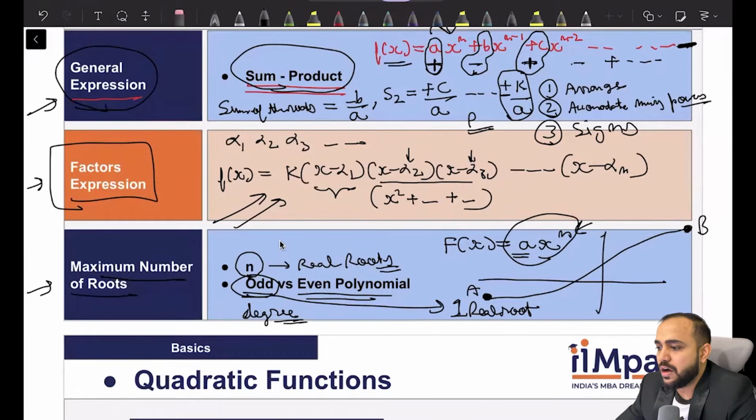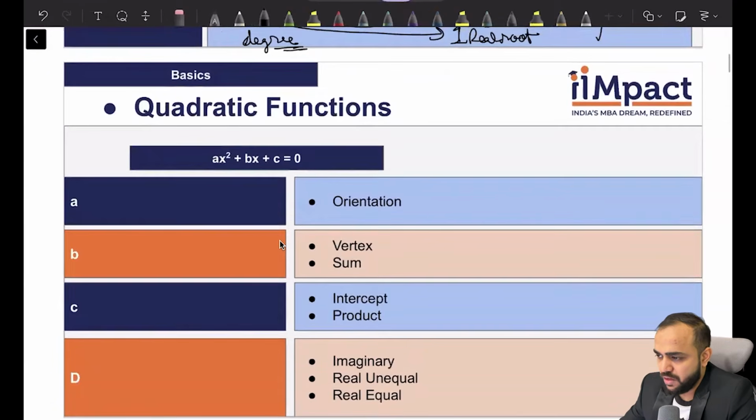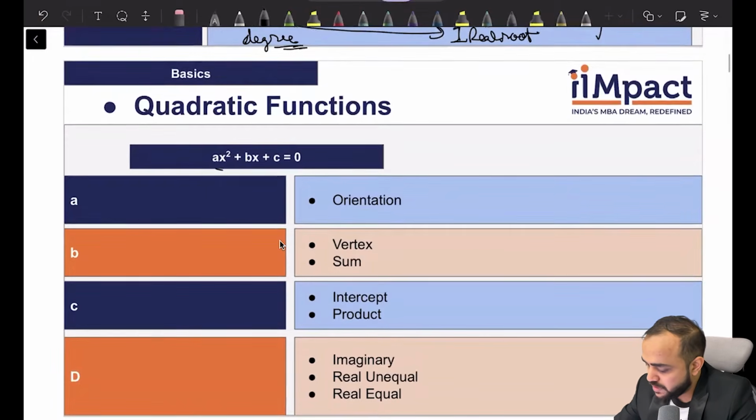All right. Secondly, imaginary roots exist in pair. So that is something we will quickly discuss now. Now let's make our way towards quadratic functions. You have this ax square plus bx plus c. This is the standard expression for a quadratic function.